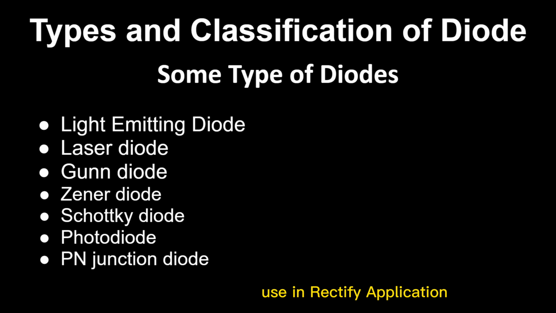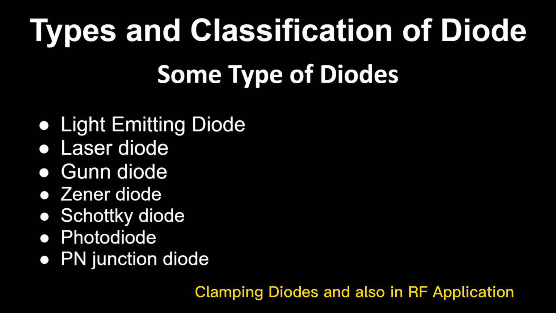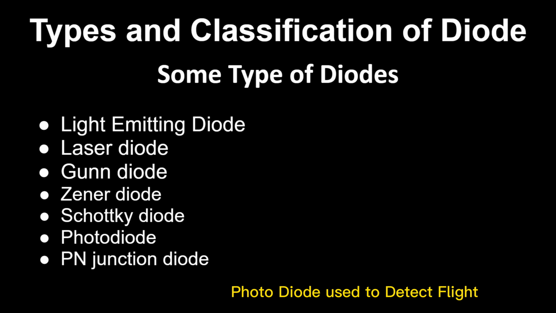Schottky diode: used in rectifier applications, clamping diodes, and also in RF applications. Photodiode: used to detect light; photodiodes operate under reverse bias condition. PIN junction: used in RF or other low current applications.